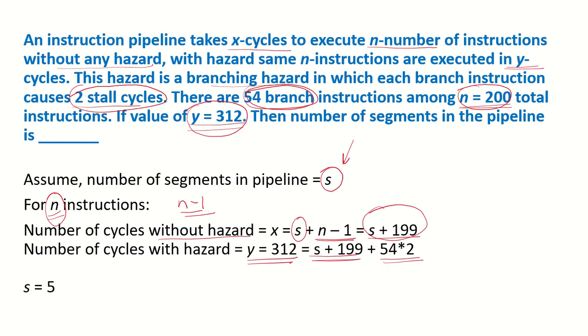So if we solve this equation, and it is also given to us that Y is 312, we have to compute s, and if we solve this equation, we get s is equal to 5. So that means that there are 5 segments or stages in this pipeline.